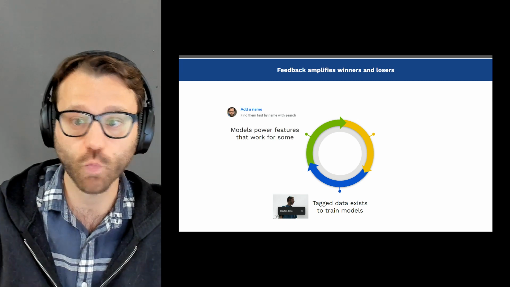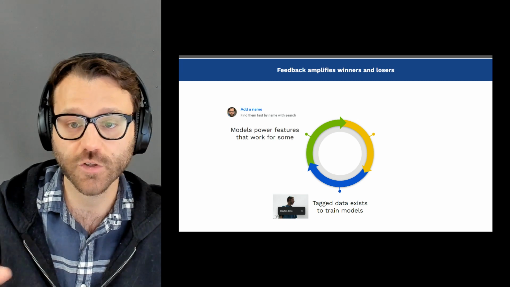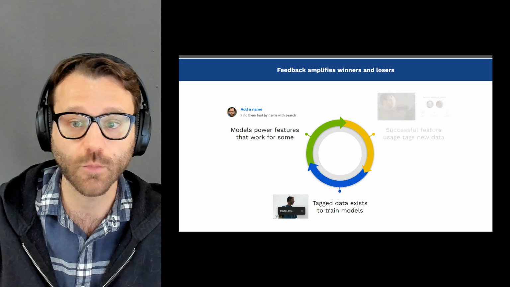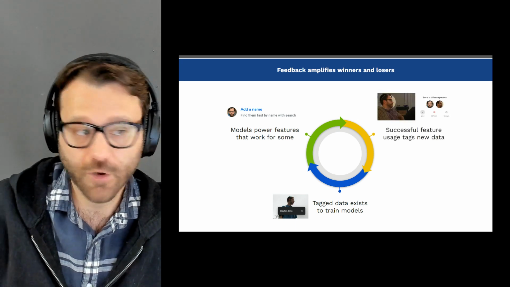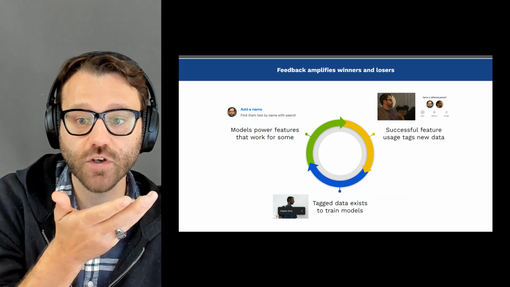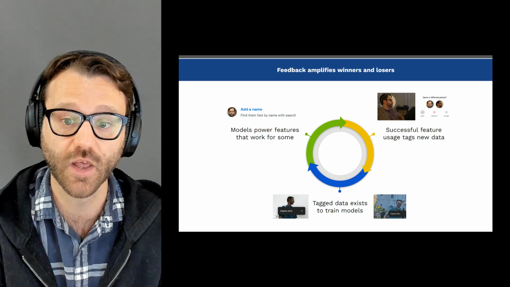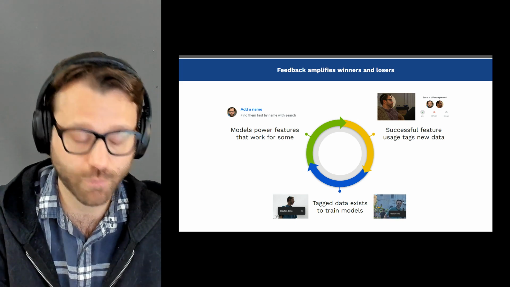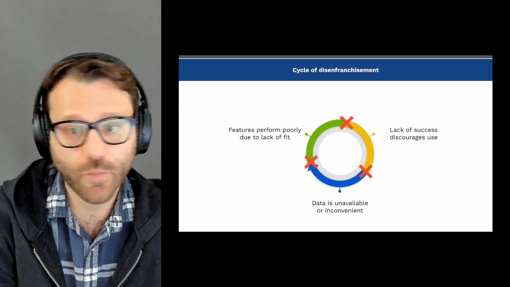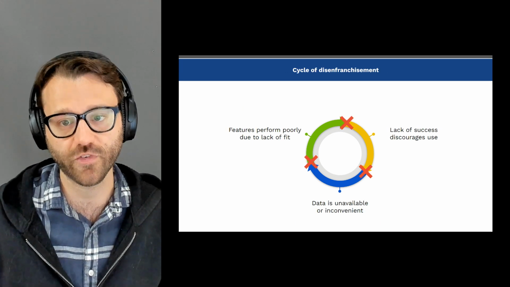And when those features work, users adopt them and they naturally make improvements to the data while they're tagging them and making them work better. And that improved data feeds back into the next iteration of that model, tailoring it to work even better for the people for whom it was working initially. For winners, that's a great cycle of improvement and value. But for someone on the outside, every step just reinforces their exclusion.